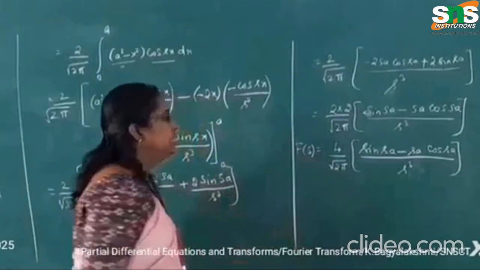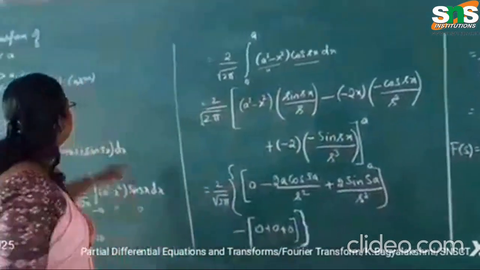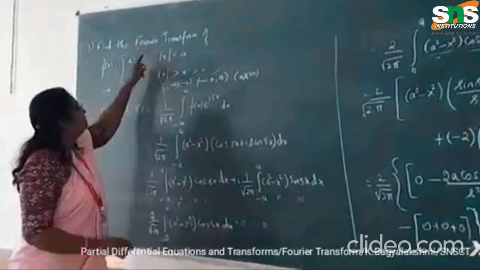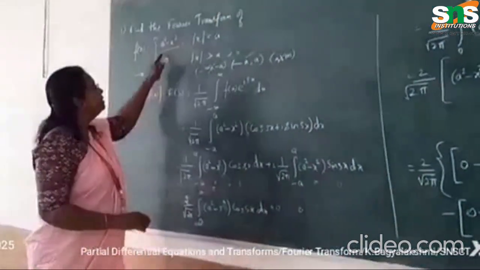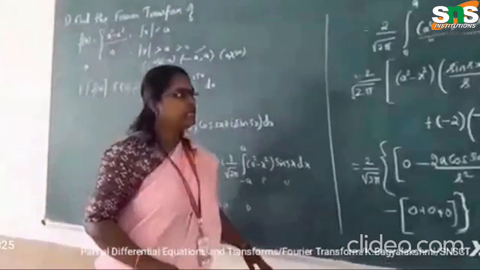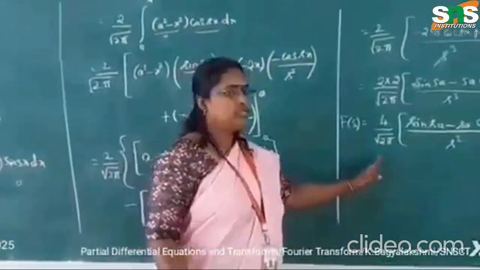So this is the value of this function's Fourier transform. We calculated the Fourier transform for the function a squared minus x squared as this. So thank you.